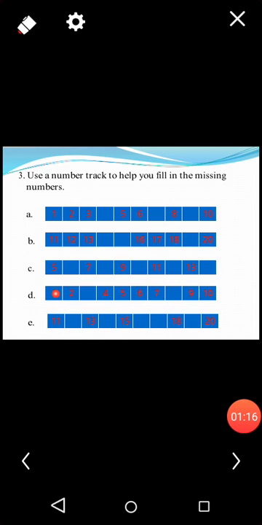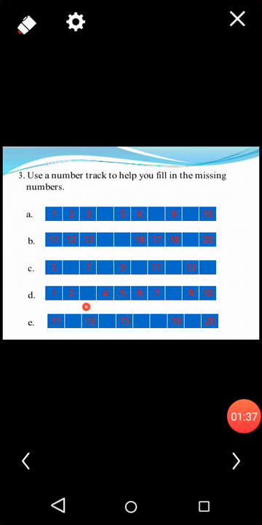In row C, 5, 6, 7. What comes after 7? 8, 9, 10, 11, 12, 13. What is the next number? 14.